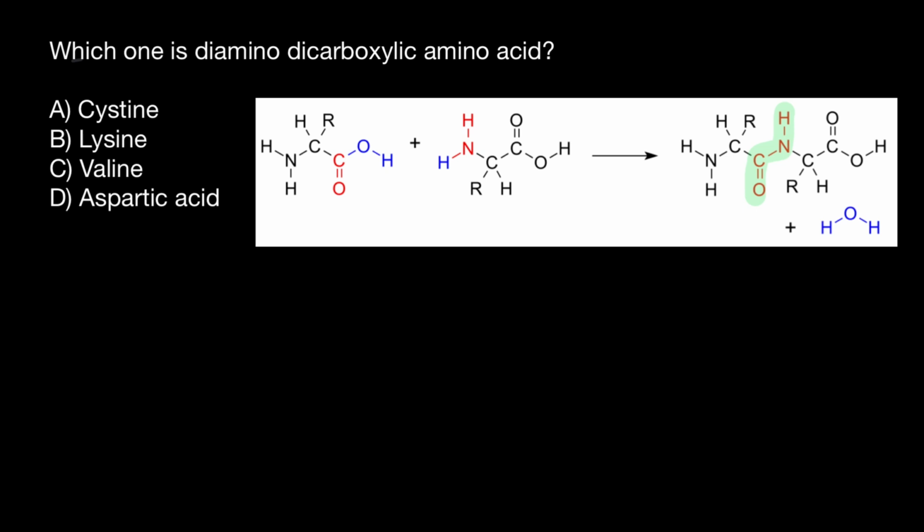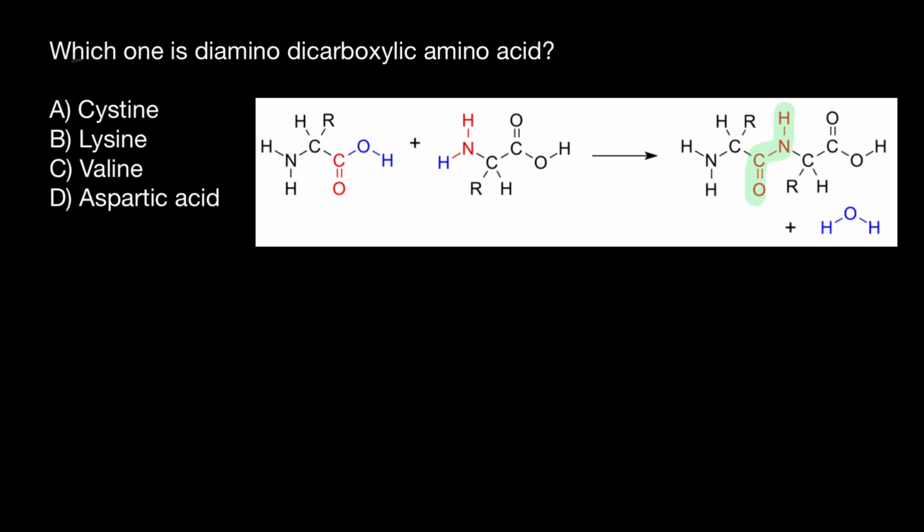If we consider any of the 20 amino acids, every amino acid has only one amino and one carboxylic acid group. But today our question is about a diamino and dicarboxylic amino acid. So what kind of amino acid has two amino groups and two carboxylic acid groups?